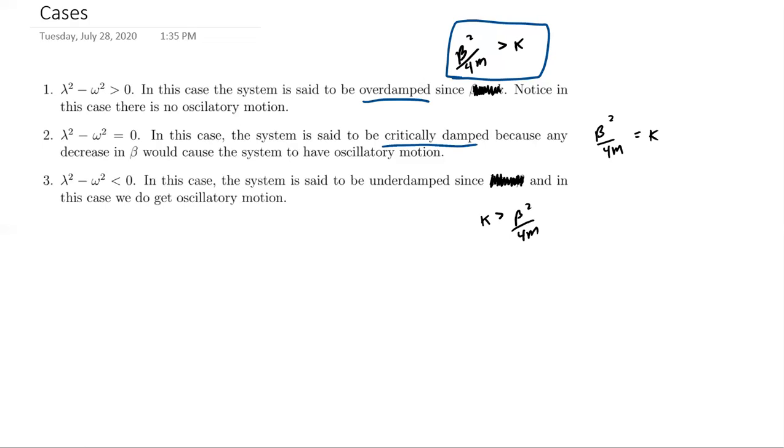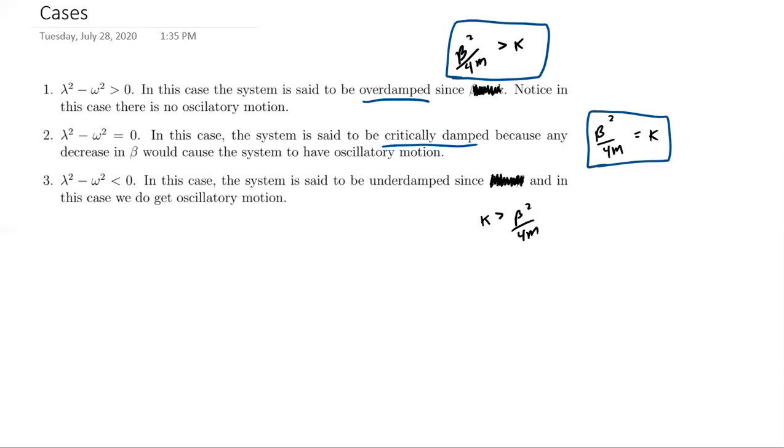Because in terms of beta, m and k, this is the condition that needs to hold: beta squared over 4m equals k. The mass is fixed, right? K is fixed. The thing that could potentially change here is beta. So right now, if lambda squared minus w squared equals 0, beta satisfies this equation perfectly. Which means that if we reduce beta even a little bit, this quantity beta squared over 4m is going to be less than k, meaning that lambda squared minus w squared is going to be less than 0, right?